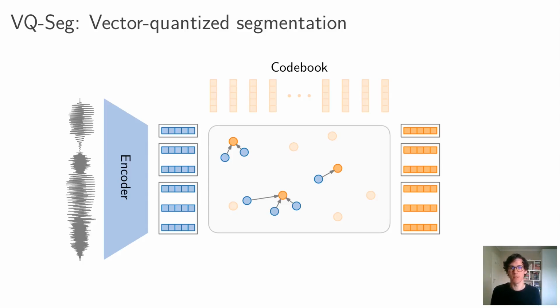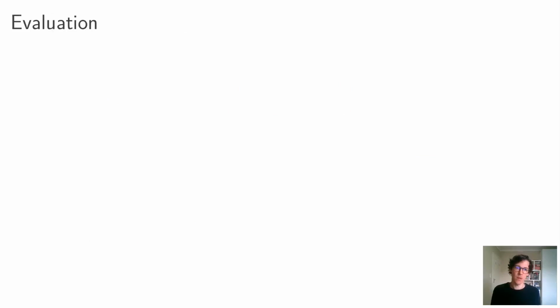longer segments. We apply VQ-Seg on top of two self-supervised models and evaluate the results on 4 tasks: phone discrimination, phone segmentation, word discrimination, and then word segmentation.